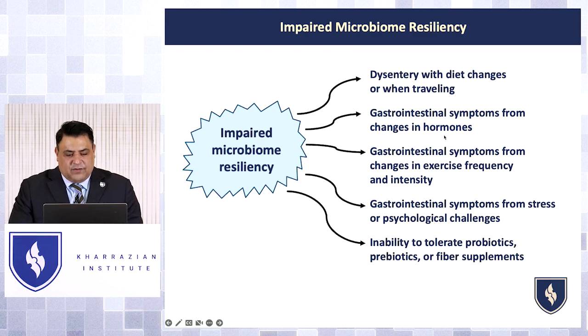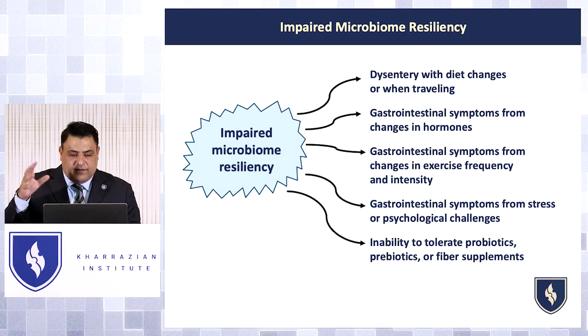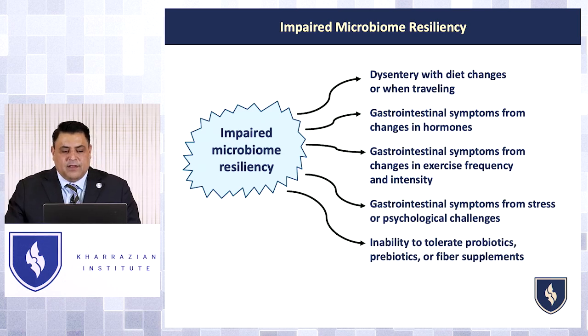Gastrointestinal symptoms from changes in hormones. There's some people that whenever they get their menstrual cycles, their gut goes crazy. That's a sign that there's lack of microbiome resiliency. So microbiome resiliency means your bacterial species can adjust and change their populations when stressors are given to them. Stressors to the microbiome could be food proteins, and hormones have a huge impact on microbiome expression as well. So changes in hormones that change the microbiome and gut is an indication. Sometimes it's stress hormones. Sometimes it's reproductive hormones. Sometimes it's thyroid hormones.